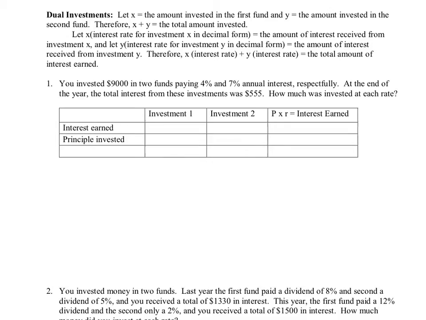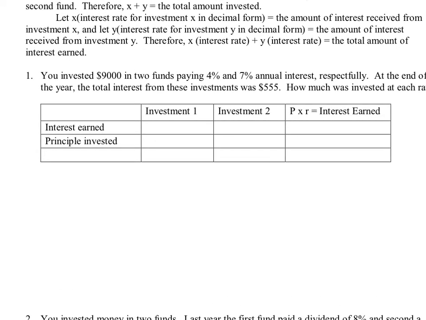Now, here's a problem you might get. You invested $9,000, so that's a total, $9,000 in two funds, paying 4% and 7% respectively. So 4%, so 0.04 and 0.07. That's 4% and 7%. At the end of the year, the total interest from these investments would be $555. So this is X, this is Y, X, Y. We put a plus, and there we go.